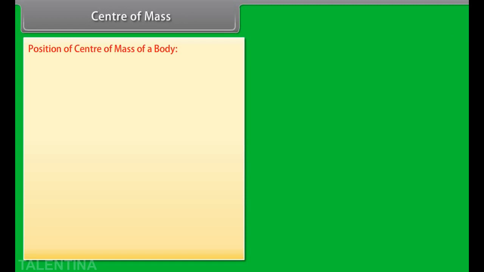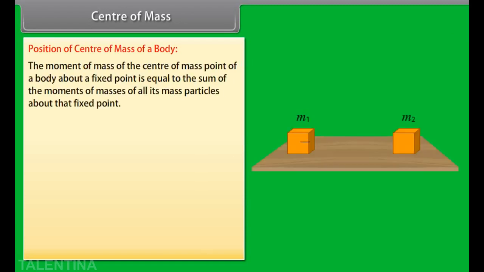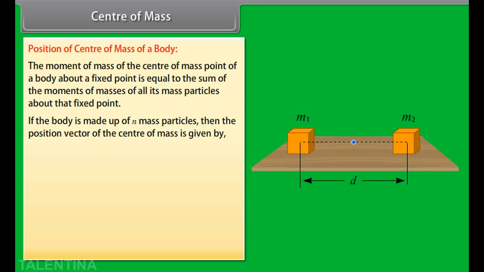Position of center of mass of a body. The moment of mass of the center of mass point of a body about a fixed point is equal to the sum of the moments of masses of all its mass particles about that fixed point. If the body is made up of n mass particles, then the position vector of the center of mass is given by r vector equals m1 r1 vector plus m2 r2 vector plus so on till mn rn vector, divided by m1 plus m2 plus so on till mn.